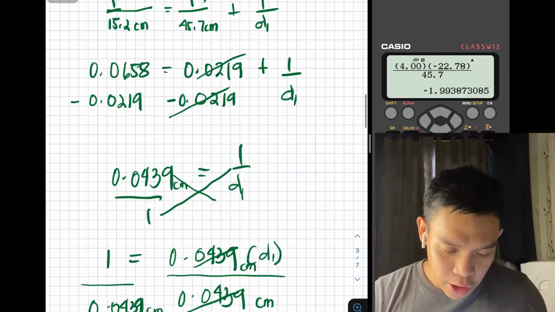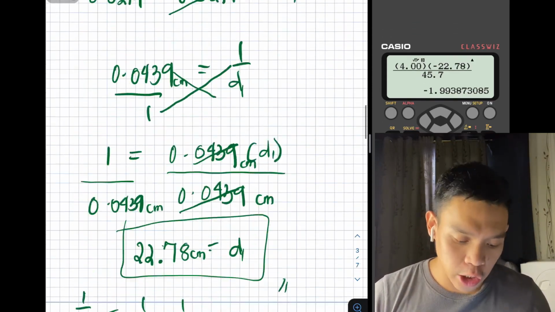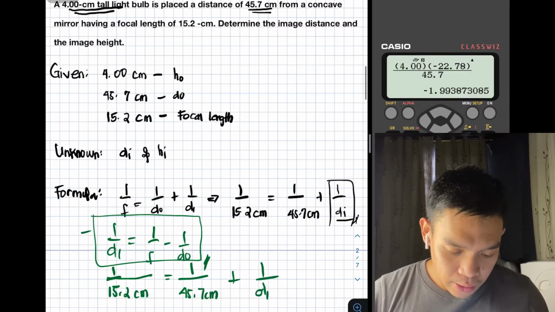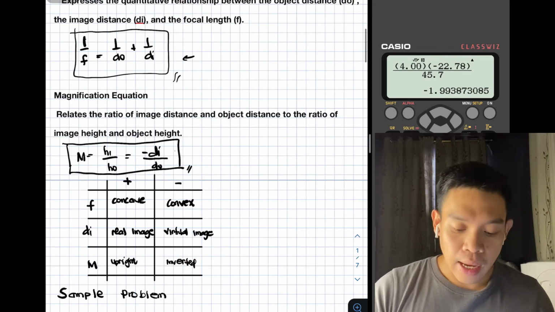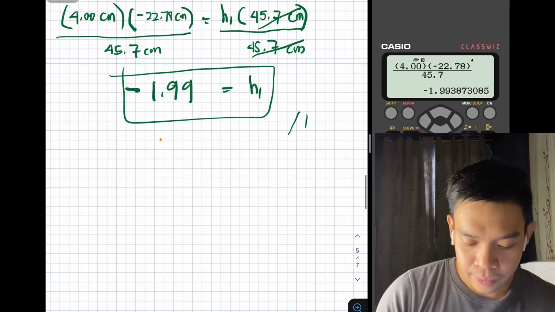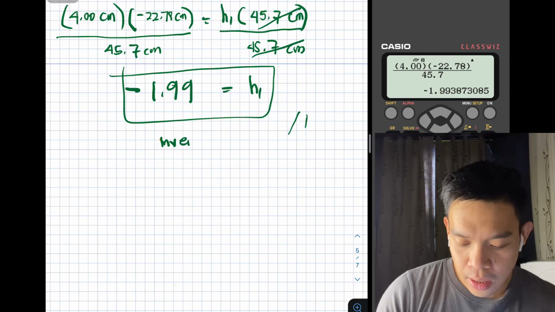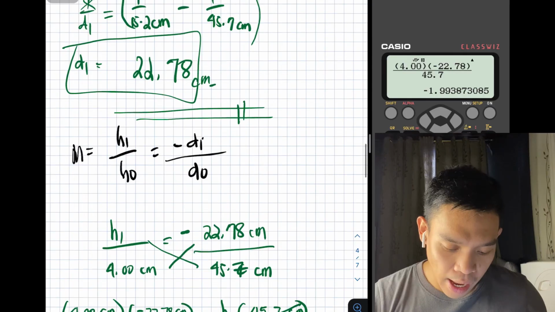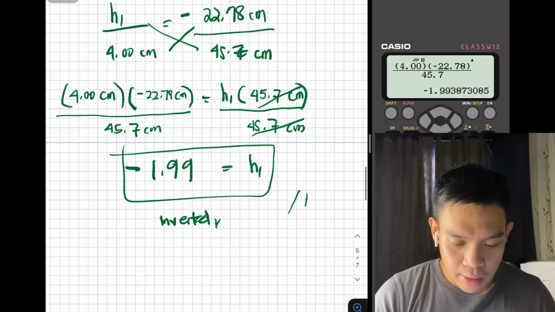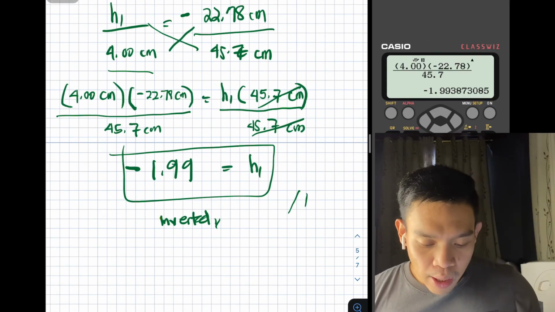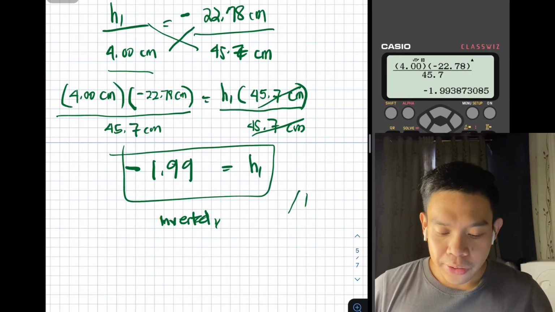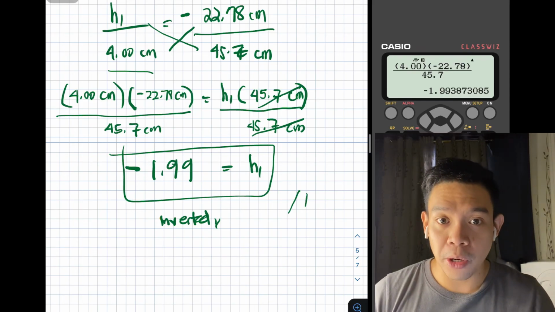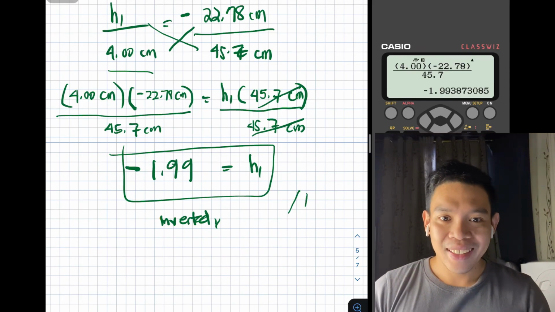If the magnification or height of the image is negative, it tells us that it is an inverted image, right? And likewise, if the object's height is 4.00 centimeter and negative 1.99 is the image height, then the image is diminished, or smaller compared to the object. Okay? Is that clear with you?